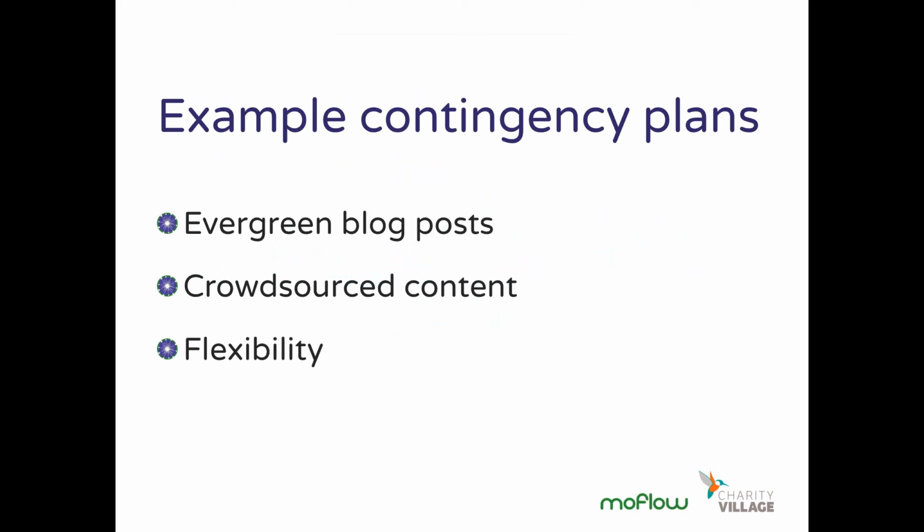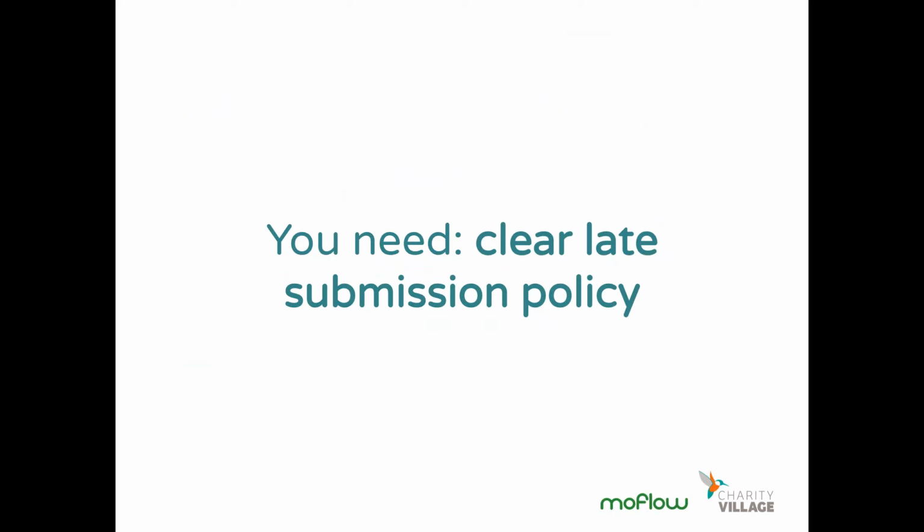All right, something else that I feel you need is a clear late submission policy. You need clear terms for what's going to happen with late submissions. Specify this in your editorial guidelines in your submission process, and tell people what's going to happen to submissions that come in after an agreed upon due date. So you've got those evergreen posts lined up so that you don't have to wait around and entertain late submissions.